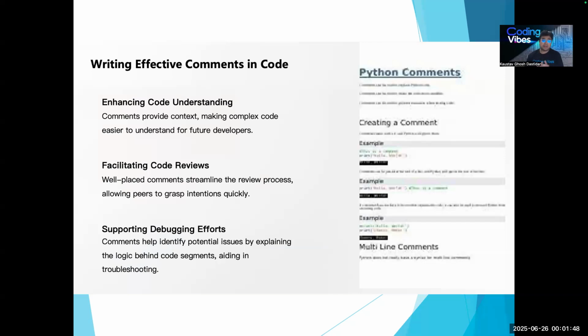As you can see here, it enhances code understanding, it facilitates code reviews, whoever is reviewing your code, and it supports debugging efforts. In a long file of 1,000 lines of code, you can quickly search with a keyword of any function or something which is written in the comment, and you can easily go there and see what that function is doing if you are getting any error there. So in a nutshell, code commenting is a best practice.